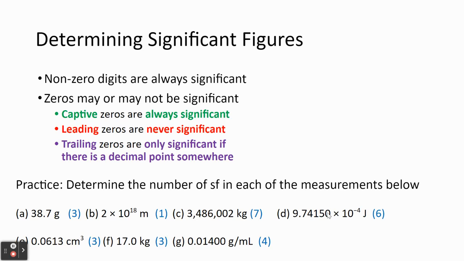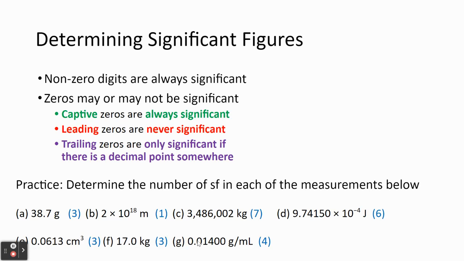Here, we've got a 0, but it's a trailing 0. We have to decide whether it's significant or not. And if there's a decimal point present somewhere in the number, this 0 becomes significant. So we've got 6 significant digits here. Okay, this number here, these zeros are leading zeros. They are never significant digits. So this value has 3 significant digits in it. Okay, this value has a trailing 0, which may or may not be significant. Because there's a decimal point in the number, it is. So this has 3 significant digits.